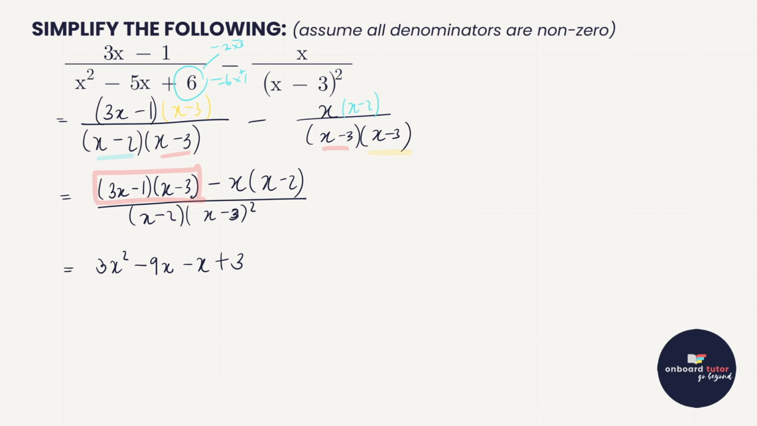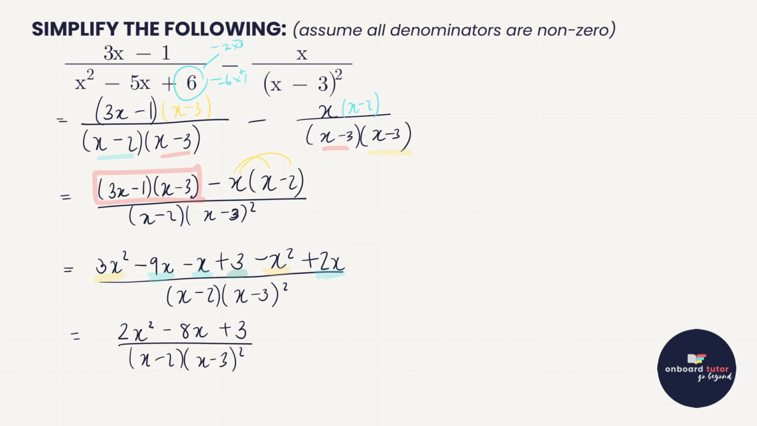And then the next one is quite simple. We'll literally just multiply that minus x in there. So it's going to be minus x squared plus 2x. And that's all over this denominator here of x minus 2, x minus 3 squared. Let's group our like terms. So x squared goes with x squared, x's go with x's, and constants will stay together at the end. Okay, so we are left with 2x squared minus 8x plus 3 all over that common denominator there.